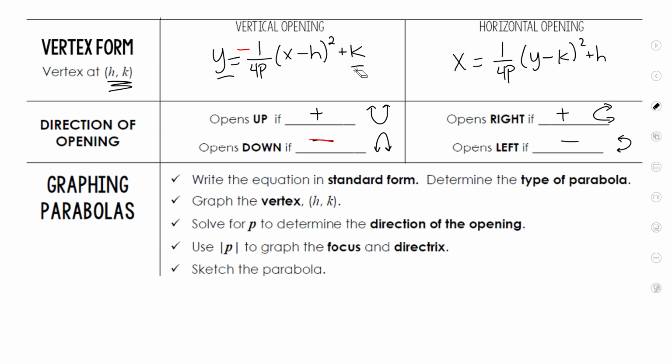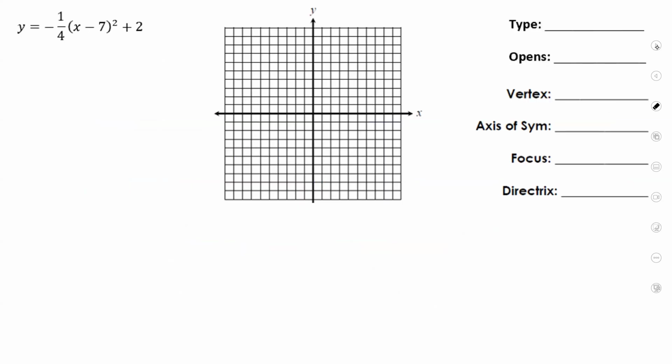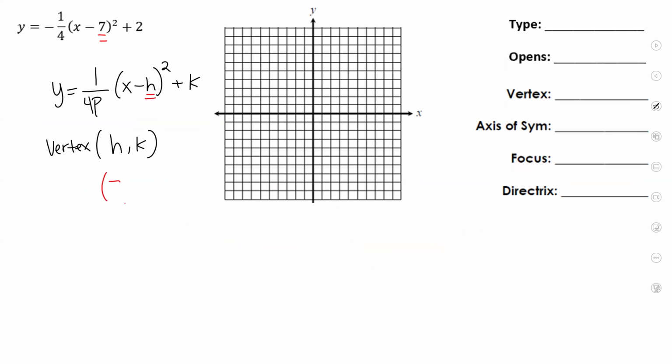Okay. So we're going to use this formula over and over again. So let's practice. Remember, the formula is y equals 1 over 4p times (x minus h) squared plus k. And remember, (h, k) is your vertex. Looking at this problem, I can see that my h value is 7 and your k value is 2. Now, I know there is a minus sign here, but that's a part of the formula.